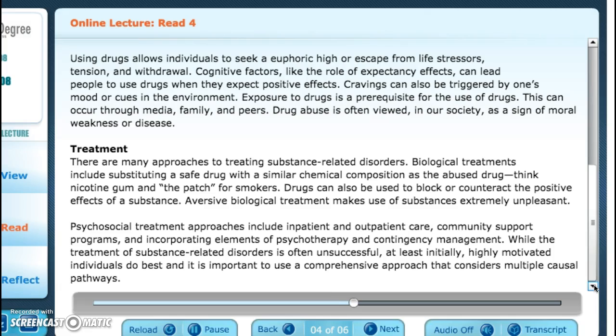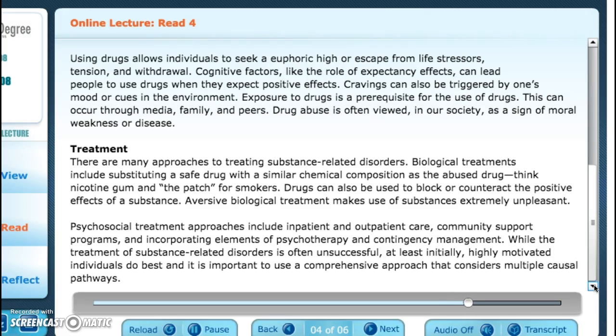Treatment. There are many approaches to treating substance-related disorders. Biological treatments include substituting a safe drug with a similar chemical composition as the abused drug. Think nicotine gum and the patch for smokers. Drugs can also be used to block or counteract the positive effects of a substance. Aversive biological treatment makes use of substances that are extremely unpleasant.